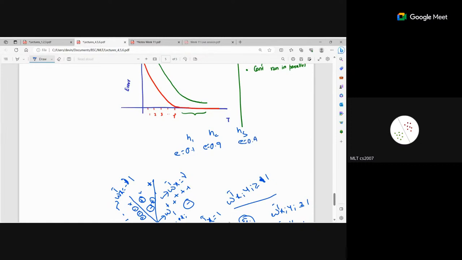Then the weightages can be something like, and these are just dummy values, 0.99 H1 plus 0.1 H2 plus 0.6 H3. Since the H2 model has high error, the weightage for that model is going to be less, which means H2 is not going to play a key role, but the other two models will play a key role, specifically because they have less error. Is this clear?